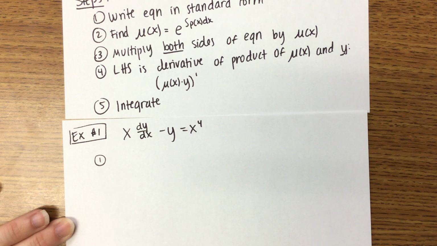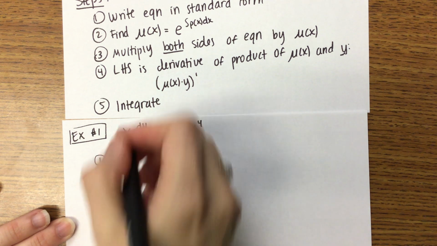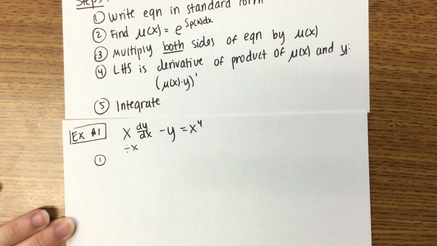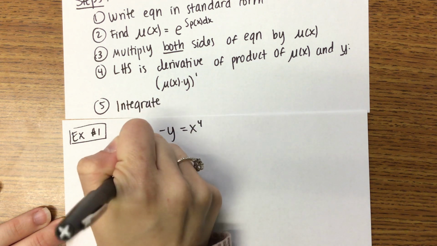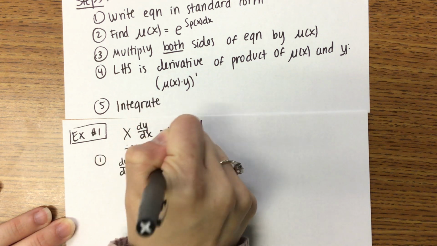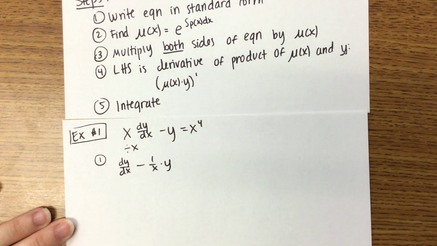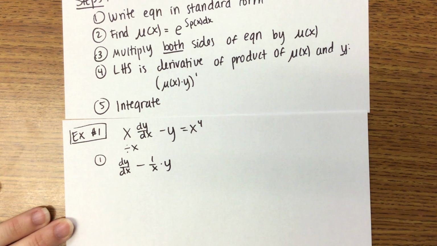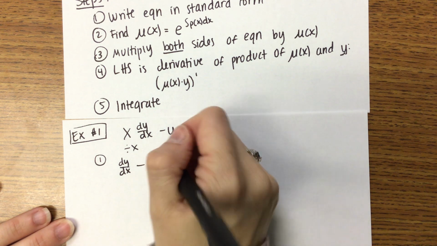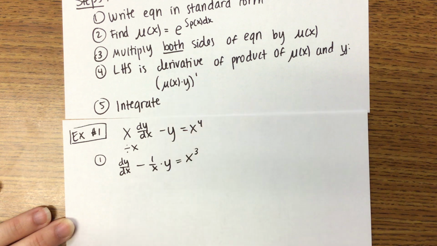First thing that we are going to do is put this in standard form, which means we need to divide by the coefficient of dy dx. So we get dy dx minus 1 over x times y. So remember, for standard form, we have p of x times y. If you want to put those together, that's fine. It's just going to be a little bit easier if you make it this way. Equals x to the third.